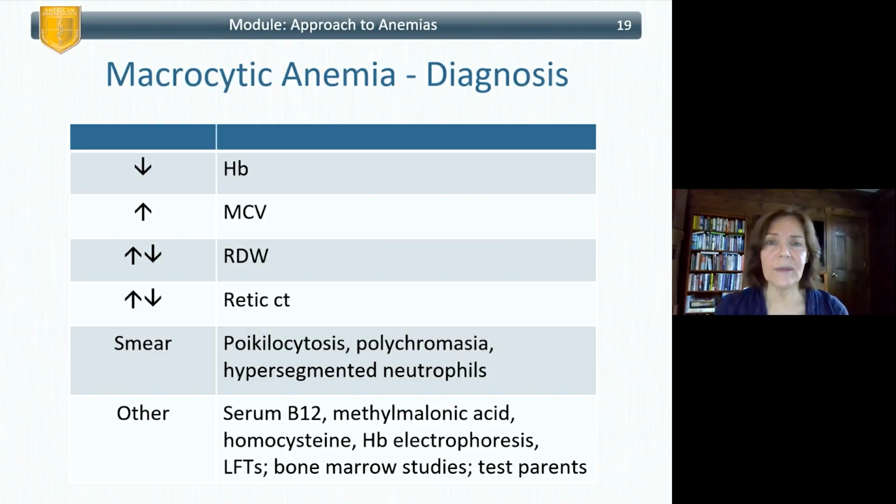Hemoglobin electrophoresis can be obtained, looking for hemoglobin variants that have large red blood cells. Liver function tests are very important because of the history and the possible cause of liver disease. And sometimes, if there are other congenital anomalies or other cell counts down, or the macrocytic anemia is persistent and continues to rise, we will do bone marrow testing. There is a familial macrocytic anemia as well, so sometimes we check the parents to see if they have underlying large red blood cells. These people are very healthy. It's just something they've inherited and will pass on to their children.